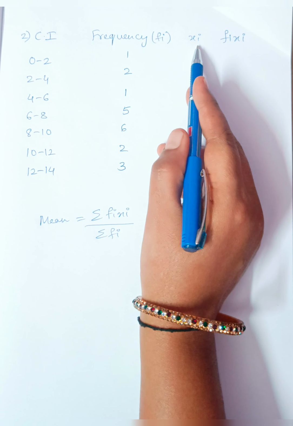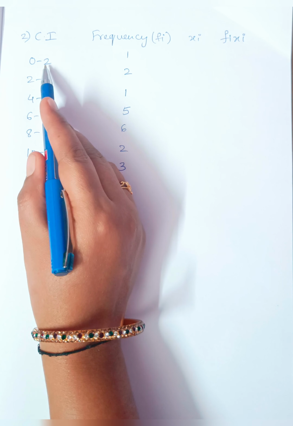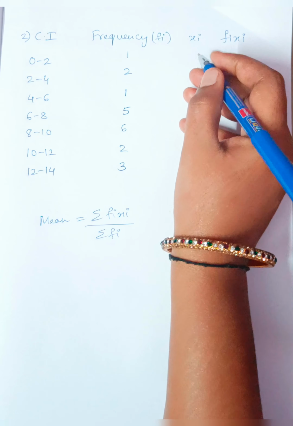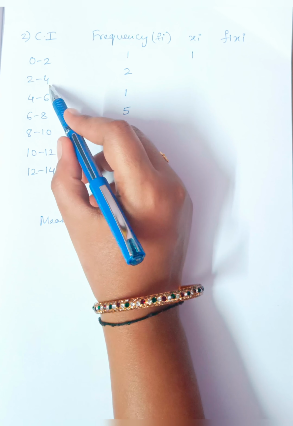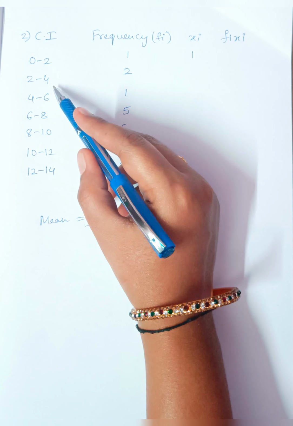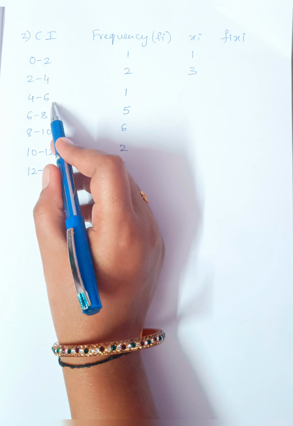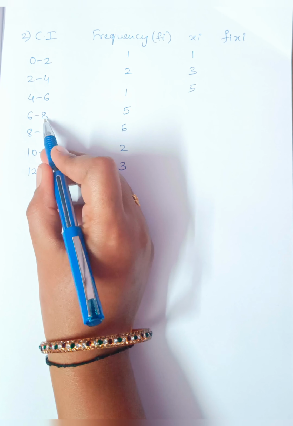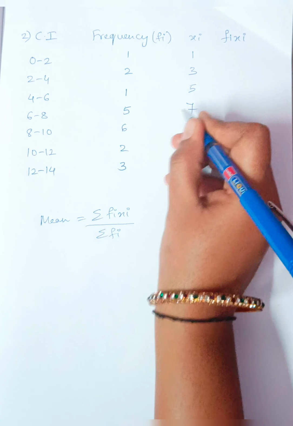So xi is what? Again adding these two class intervals and dividing by 2. So 0 plus 2 is 2. 2 divided by 2 is 1. Then next is 2 plus 4 is 6. 6 divided by 2 is how much? 3. Then 4 plus 6 is 10. 10 divided by 2 is 5. Then 6 plus 8 is 14. 14 divided by 2 is 7.